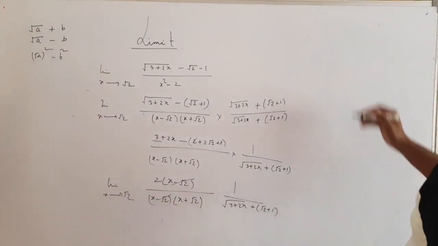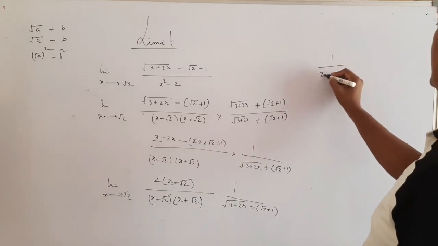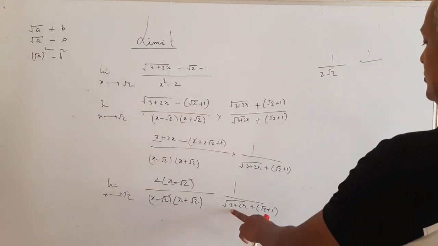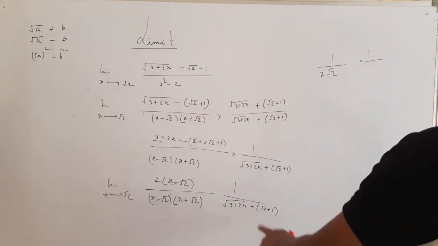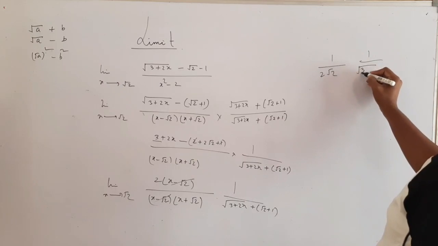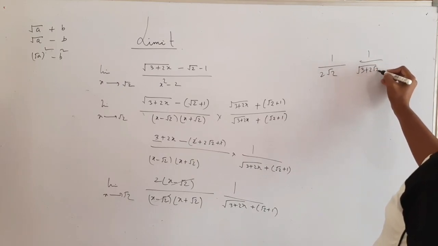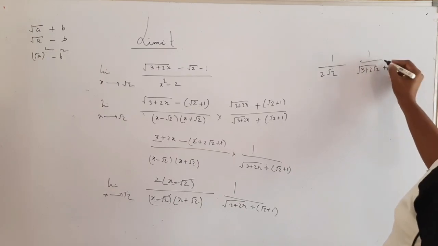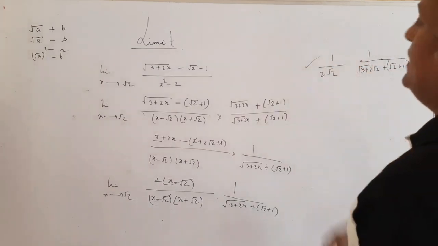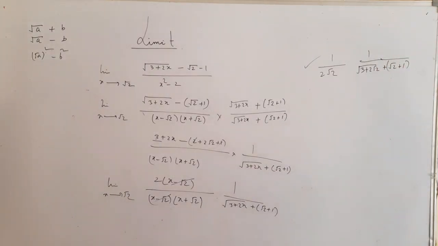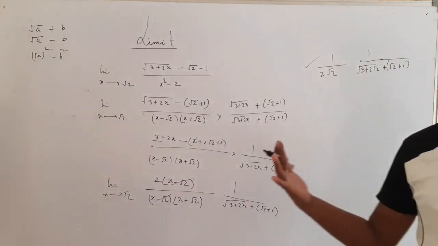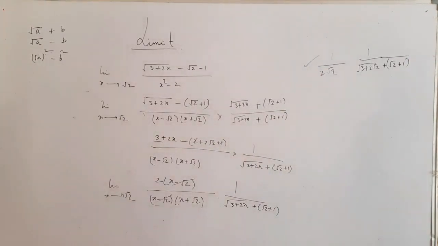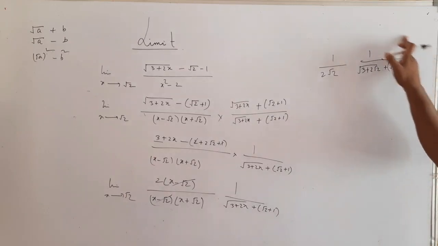So root 2 plus root 2, this will become 1 upon 2 root 2, and here it is 1 upon root 3 plus 2 root 2 plus root 2 plus 1, and that is your answer. This is how this question can be solved. So now that we clear the mess, again I'm giving you one very powerful and beautiful question to solve, another example. So now this is the answer.